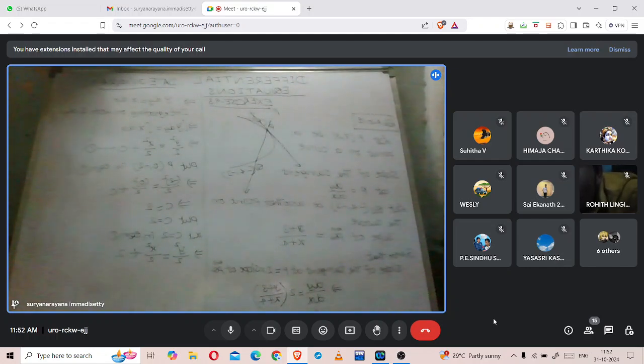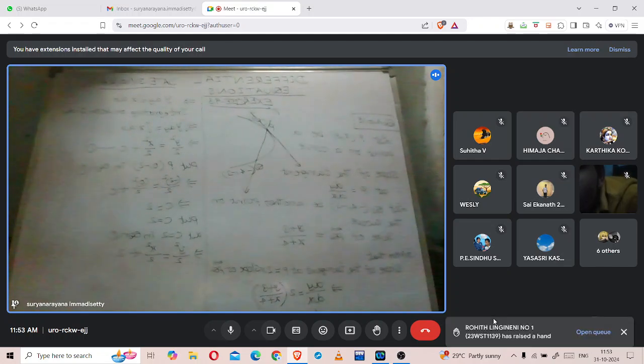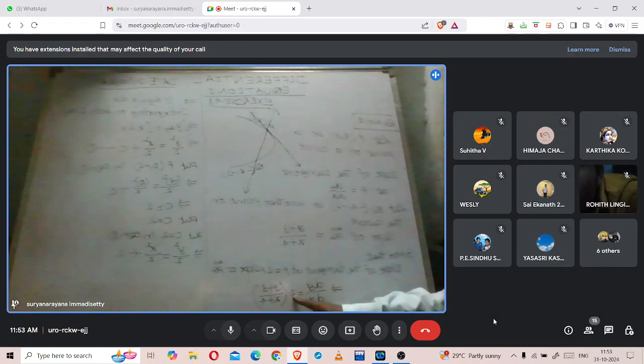In your book, write the differential equation. Again, I am dictating: dy by dx is equal to 2 of bracket (y plus 3) by (x plus 4). That is the differential equation. Will you solve it by separating the variables? Nobody is responding.